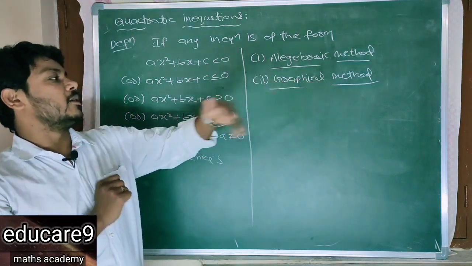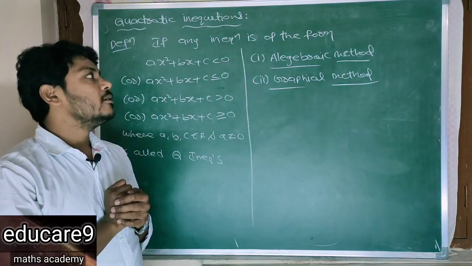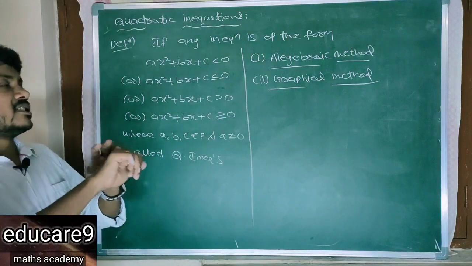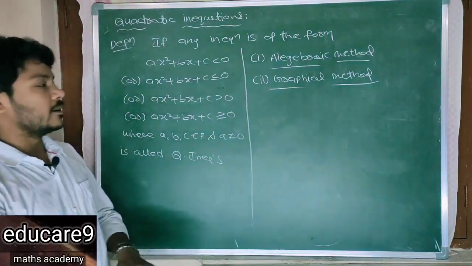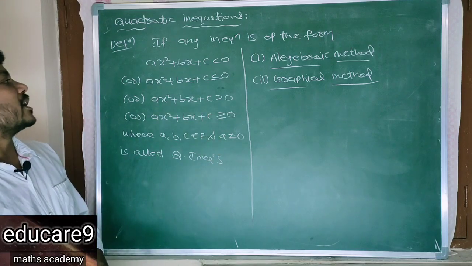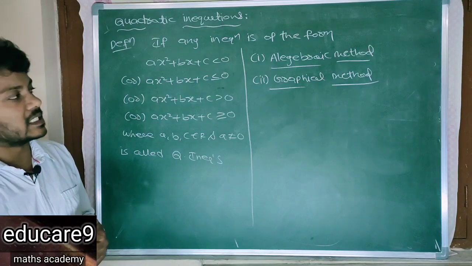And the graphical method means finding the x values from the expression, where it is less than 0 or greater than 0 or anything. From the graph, you can find the solution of the given inequation. That is the graphical method.